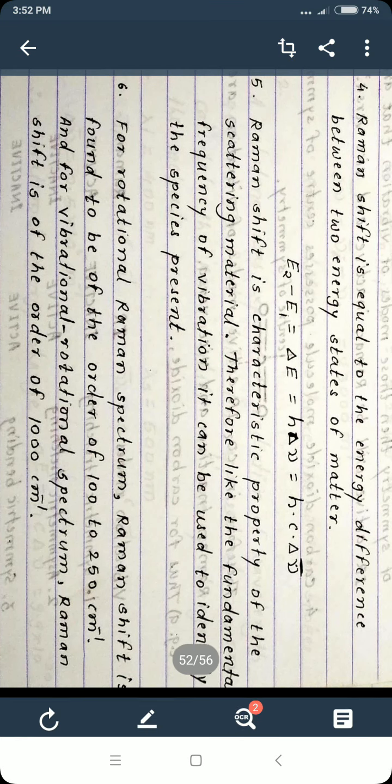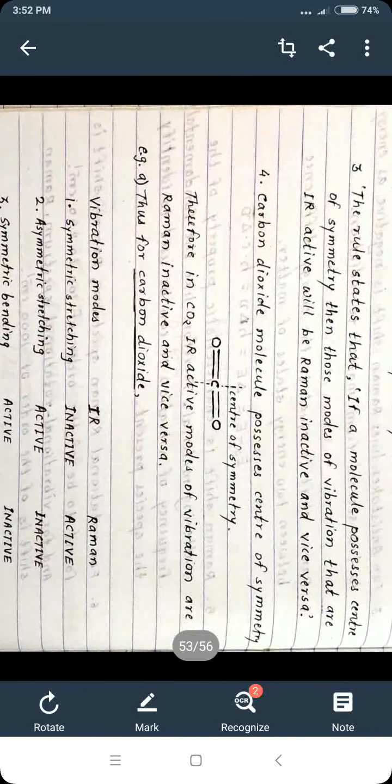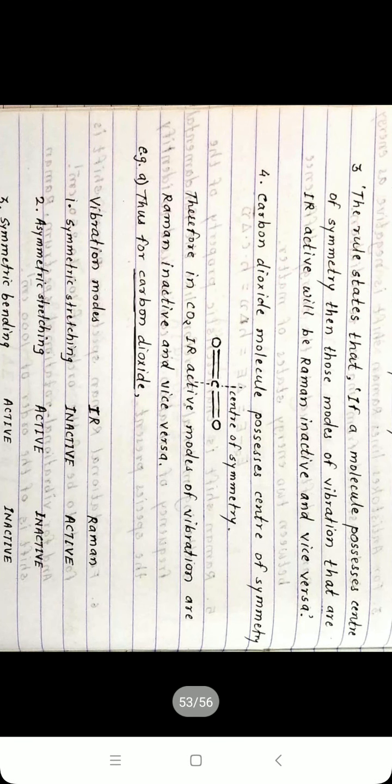For rotational Raman spectrum, Raman shift is found to be of the order of 100 to 250 centimeter inverse, and for vibrational rotation spectrum, Raman shift is of the order of 1000 centimeter inverse. This is about the Raman shift. Then here we stop now. Thank you.